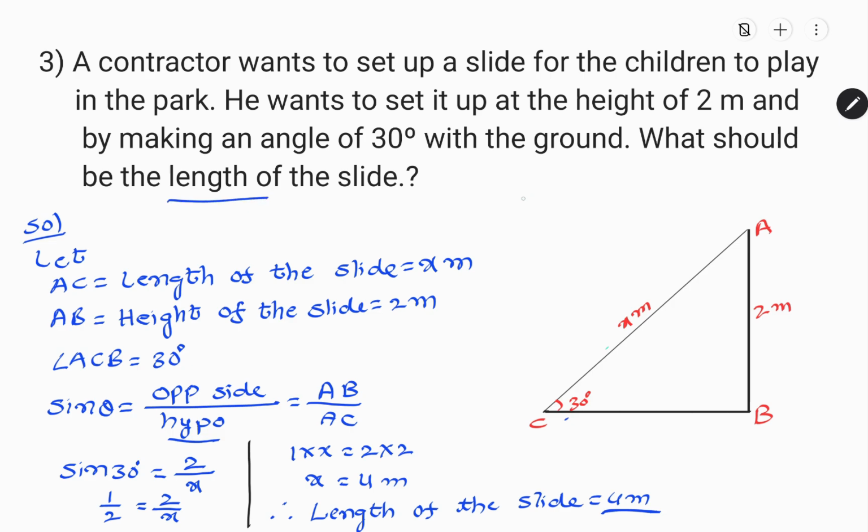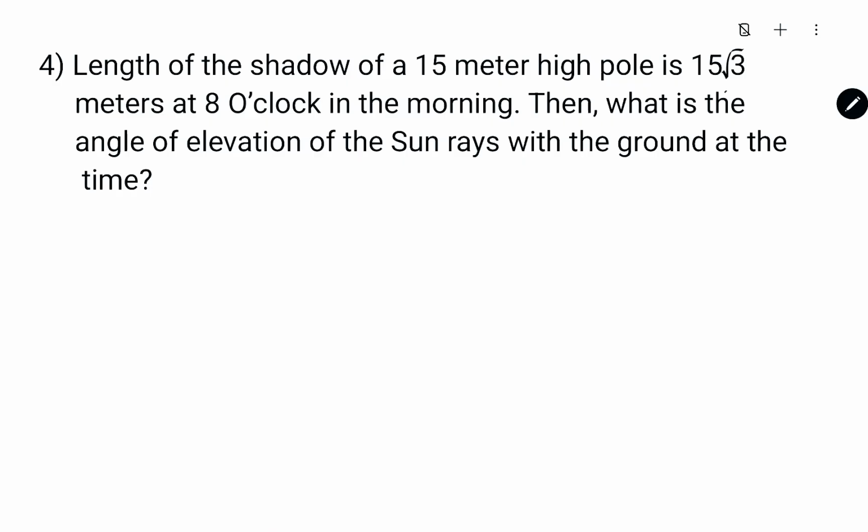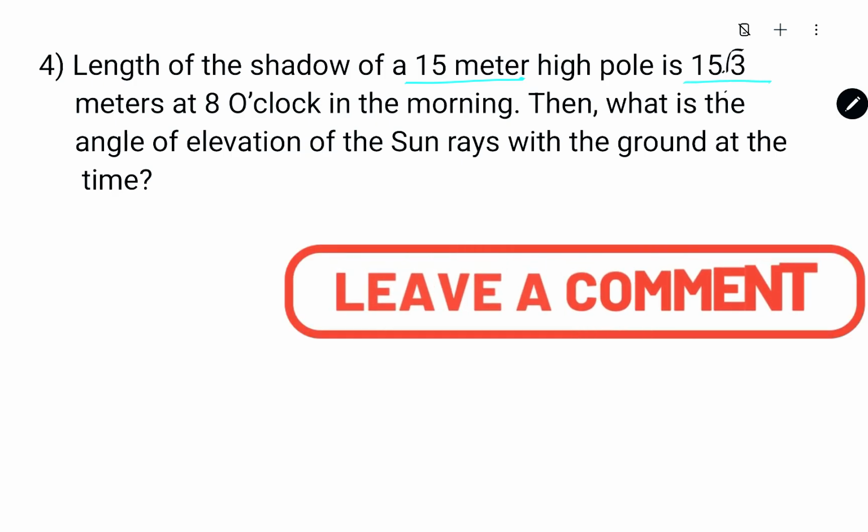Now we will solve the fourth question. The length of the shadow of a 15-meter high pole is 15 root 3 meters at 8 o'clock in the morning. Then what is the angle of elevation of the sun rays with the ground at that time? In this question, the height of the pole is 15 meters and the shadow length is 15 root 3.